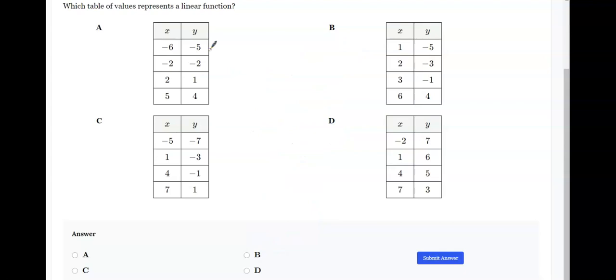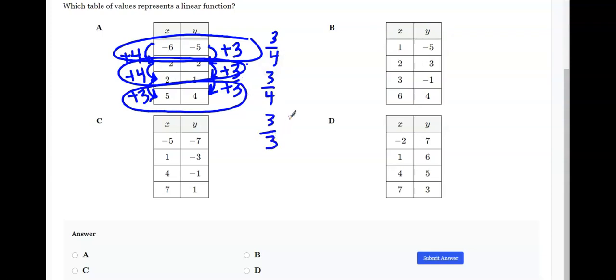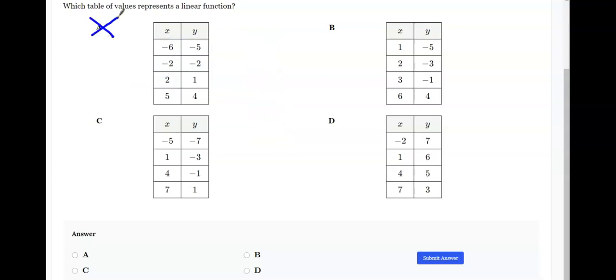So let's take a quick look here. You can look to see how these numbers are changing. It looks like this one is increasing by 3, by 3, by 3, so that's looking good. But now we have to check the pattern of our x's. Is that also constant? This one's increasing by 4, this one's increasing by 4, but this one's only increasing by 3. So my first ratio was 3 over 4, my second ratio was 3 over 4, but my last ratio was 3 over 3. That is not constant. So letter A is not a linear function.